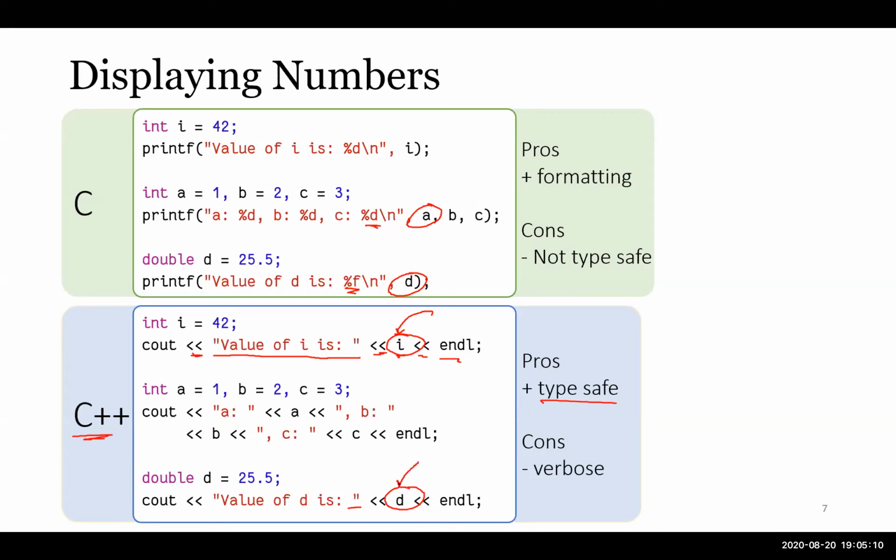There's no type conversion problem going on here. C++ will do the correct conversion. Down here, the old way is not type safe. There will not be conversion. So with this %d, if you print the wrong thing here, you get very funny results. You all can go and try.